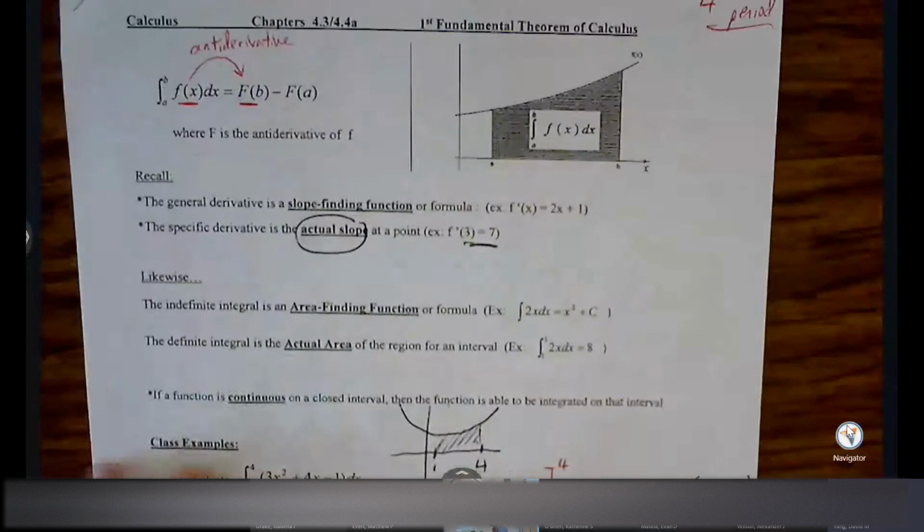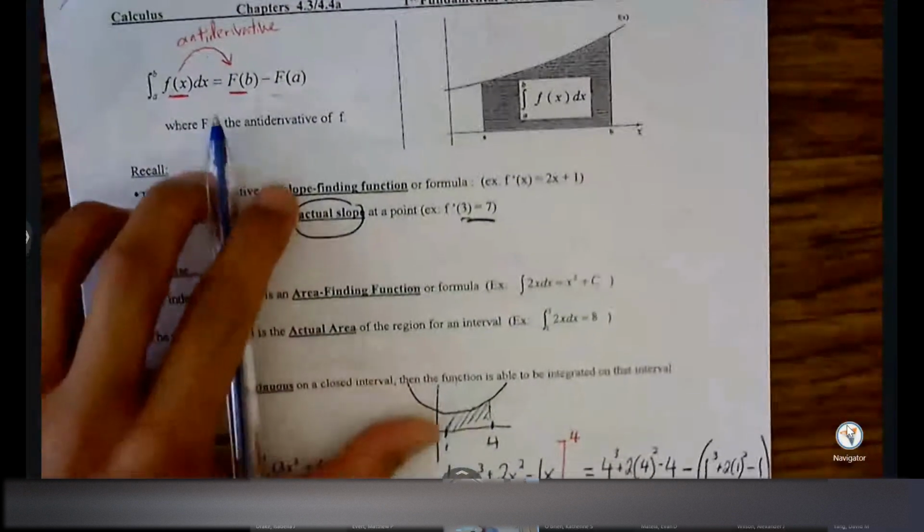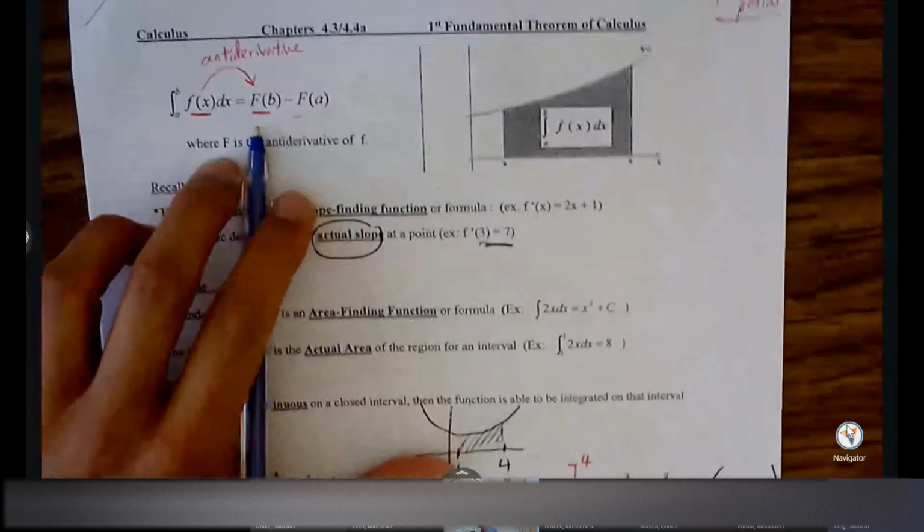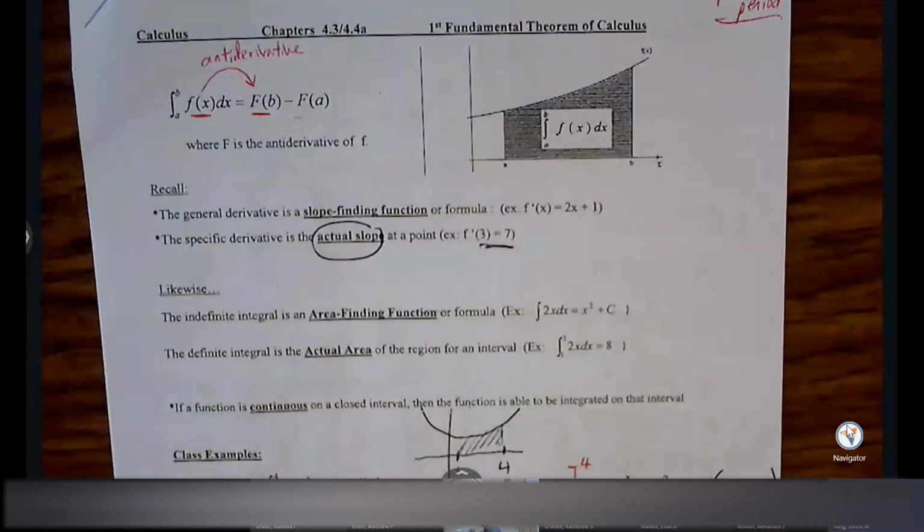So yesterday we talked about how we are extending that idea of antiderivative. On the quiz, you were able to apply power rule, find the antiderivative, and you would say plus c, right? Because I was asking for a function. But the result of that function is going to be an area finding formula.